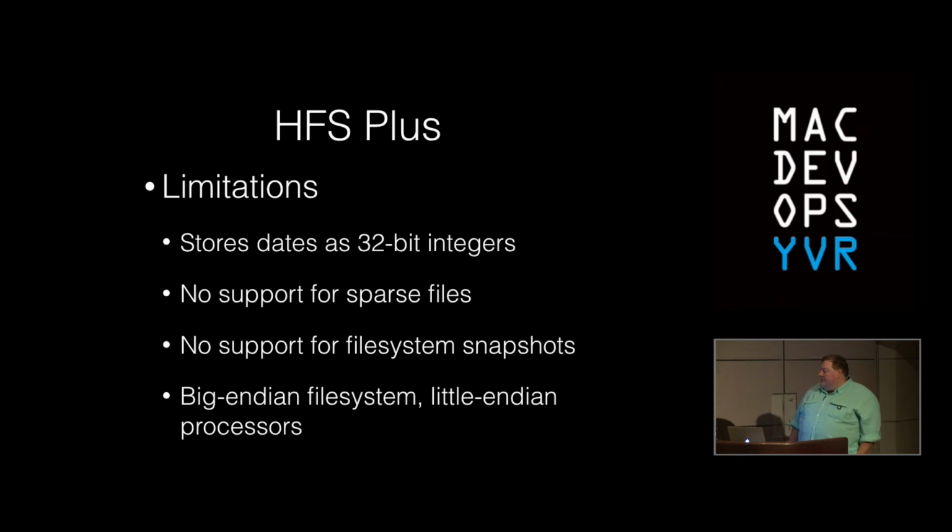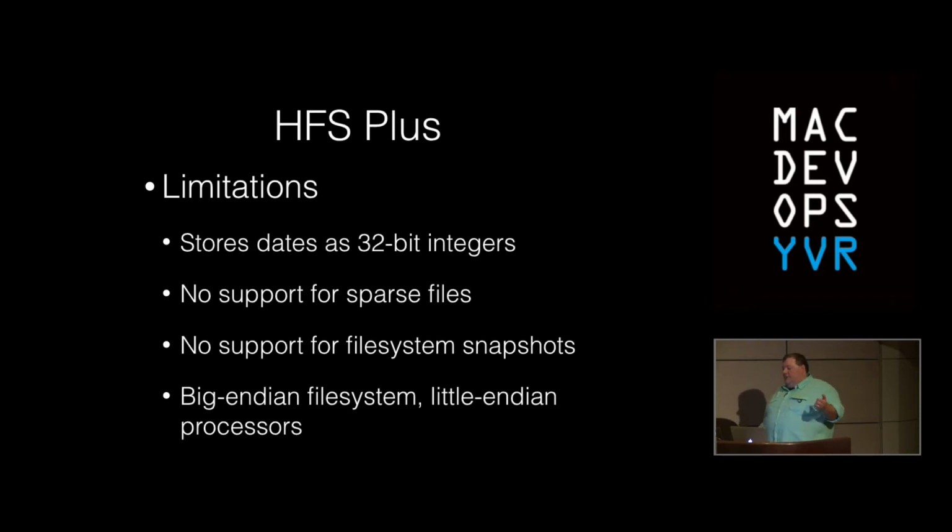So other limitations include date limitations. HFS Plus stores dates in 32-bit integers containing the number of seconds since midnight, January 1st, 1904 at Greenwich Mean Time. And the consequence is that HFS Plus's maximum representable date is February 6, 2040 at 6:28 and 15 seconds Greenwich Mean Time. Now, back in 1998, they probably didn't think this was going to be too big of a problem. It's 2017 now. We should probably address this.